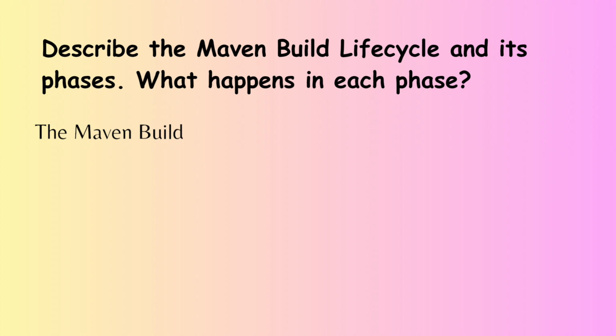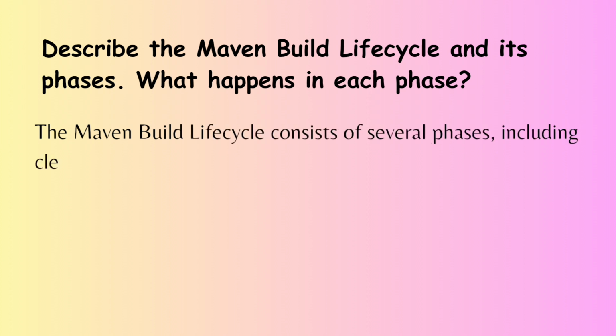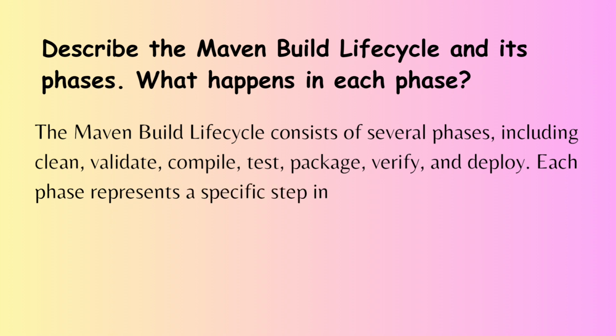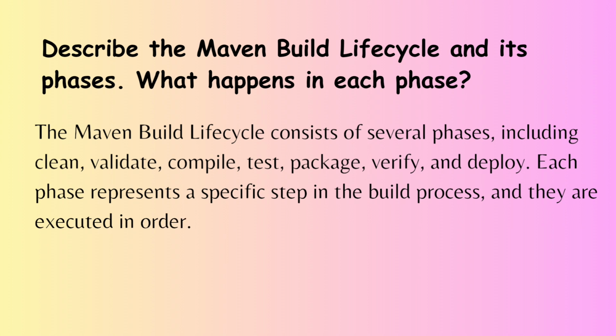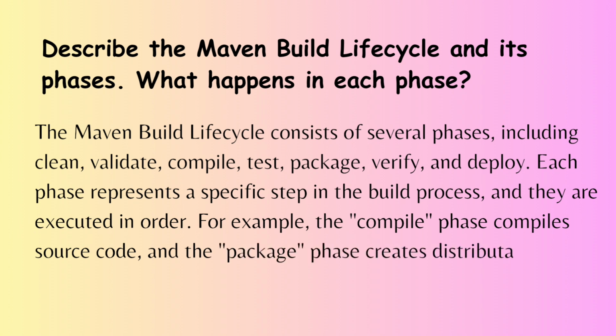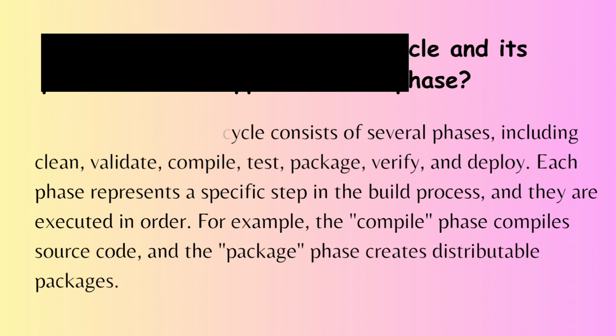Describe the Maven build lifecycle and its phases. What happens in each phase? The Maven build lifecycle consists of several phases, including clean, validate, compile, test, package, verify, and deploy. Each phase represents a specific step in the build process, and they are executed in order. For example, the compile phase compiles source code, and the package phase creates distributable packages.